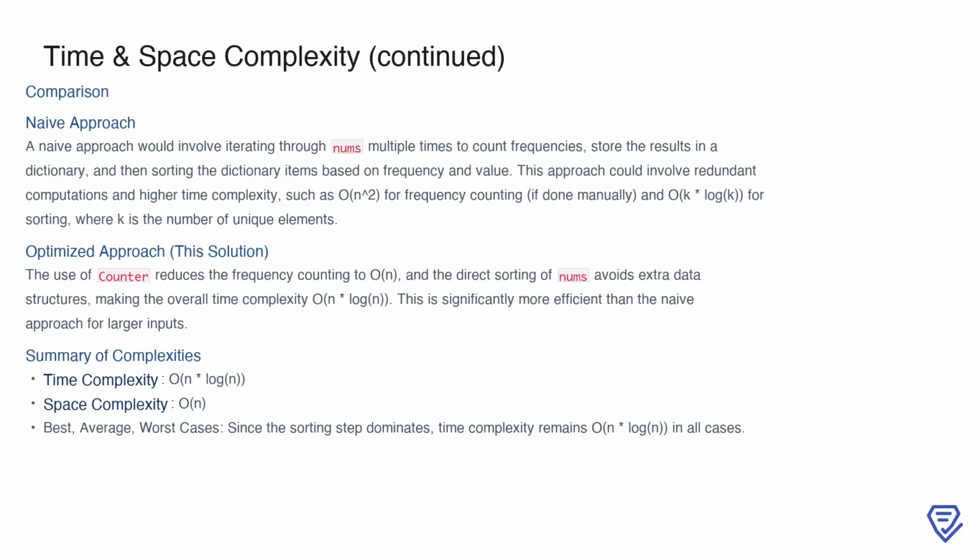Let's compare this optimized approach with a naive one. A naive approach might involve manually counting frequencies by iterating through the array multiple times while storing results in a dictionary. Sorting such a dictionary would add additional complexity. For example, counting frequencies manually could take O(n²) time in the worst case, and sorting the dictionary items could take O(k log k), where k is the number of unique elements. This redundancy leads to inefficiencies.